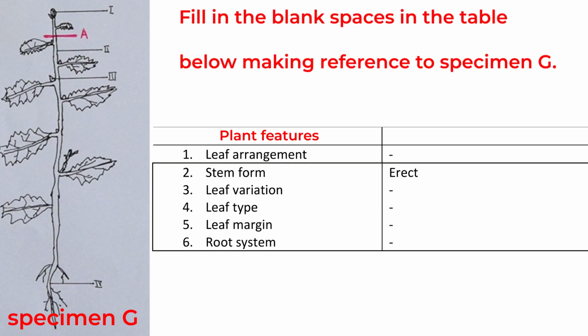Fill in the blank spaces in the table below, making reference to this specimen G. Good. So that is the table you have. You have the table and the answers: leaf arrangement, stem form, leaf venation, type of leaf, etc. And those are the answers you have there.